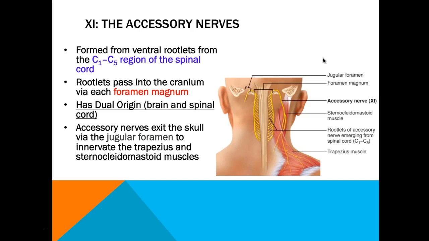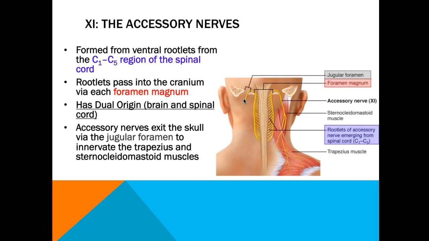Next, we have cranial nerve number 11, which is your accessory nerve, or sometimes it's referred to as your spinal accessory nerve. This is because it is debated as to whether this is a true cranial nerve, because it is formed from rootlets, I should say ventral rootlets, of C1 to C5 from the spinal cord. Then it enters the cranial cavity and exits out the jugular foramen. So it is traveling through two foramina to be specific. First, the foramen magnum, the largest hole in the cranium here, and then back out through the jugular foramen.